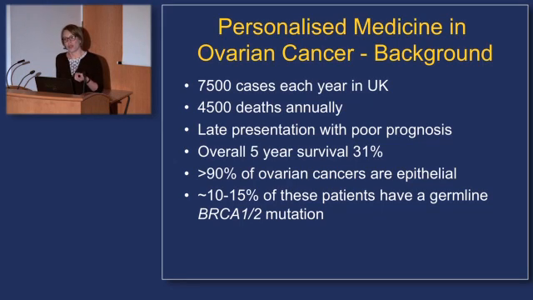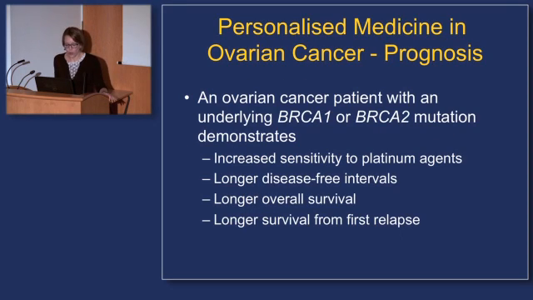So how does knowing whether a patient has an underlying mutation in BRCA1 or 2 help us in clinical care? Well, it gives us information about prognosis. So these women who have this underlying mutation have an increased sensitivity to traditional chemotherapy agents, which results in longer disease-free intervals and longer overall survival rates. They have a better prognosis. Again, challenging a paradigm where hearing that you have a genetic mutation is bad news. In these patients, it is good news.